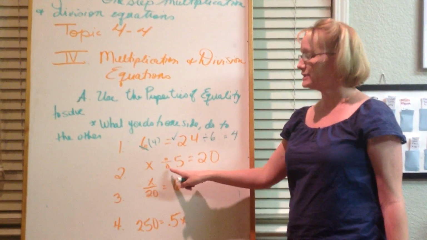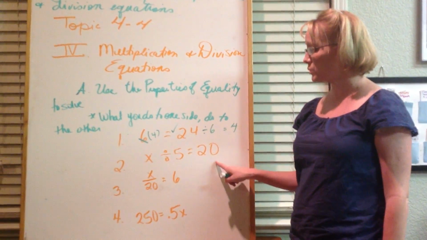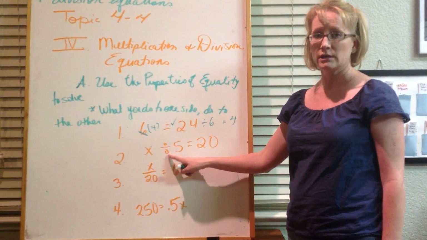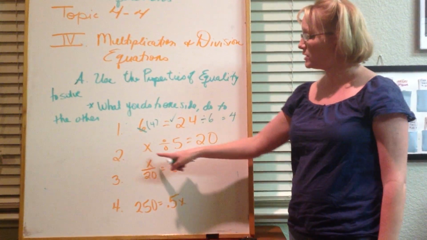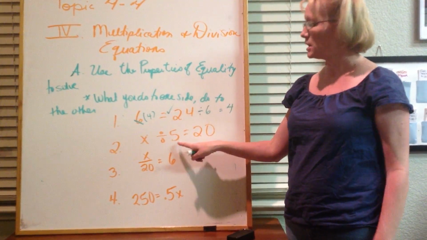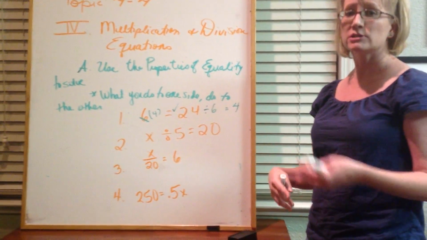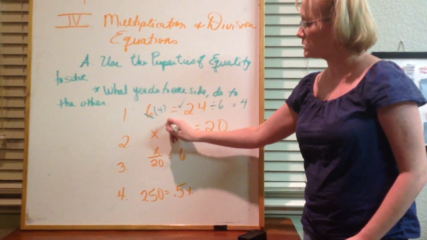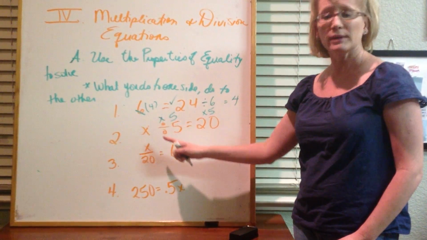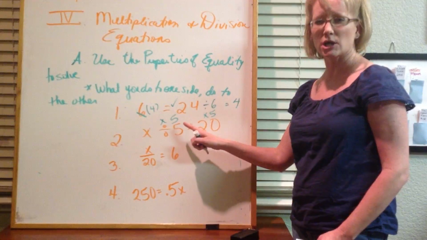So now let's look at this next one. This says x divided by 5 equals 20. I want to know what number, when I divide it by 5, equals 20. So to figure out what the x equals, I need to get rid of this divide by 5. Well, what's the opposite of divide by 5? It's multiply. So I'm going to multiply this side by 5 and multiply this side by 5.